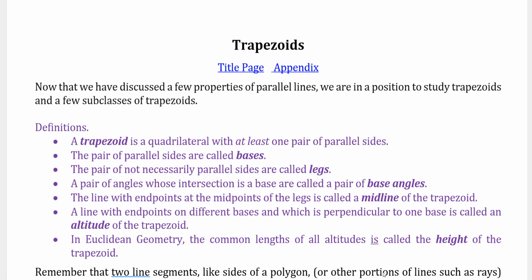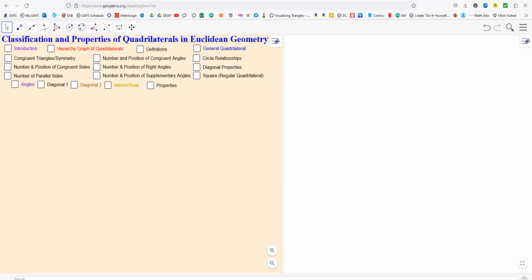The pair of angles whose intersection is a base are called a pair of base angles. The line with endpoints at the midpoints of the legs is called the midline of the trapezoid. A line with endpoints on different bases, which is perpendicular to one base, is called an altitude of the trapezoid. And in Euclidean geometry, the common length of all altitudes is called the height of the trapezoid. Okay, so let's illustrate some of those on a drawing.